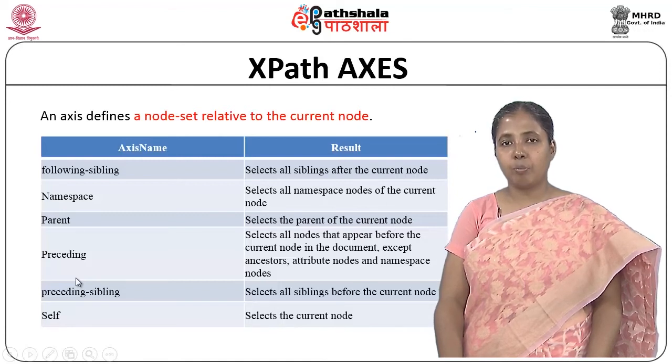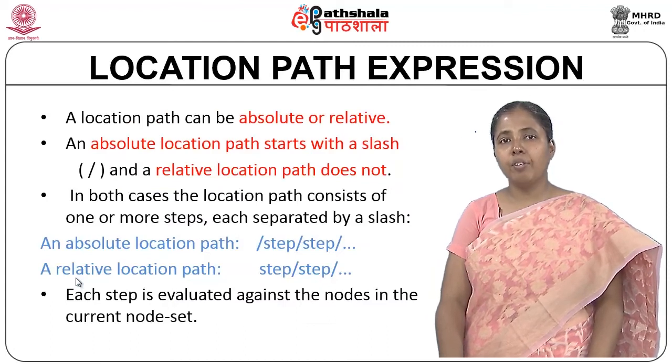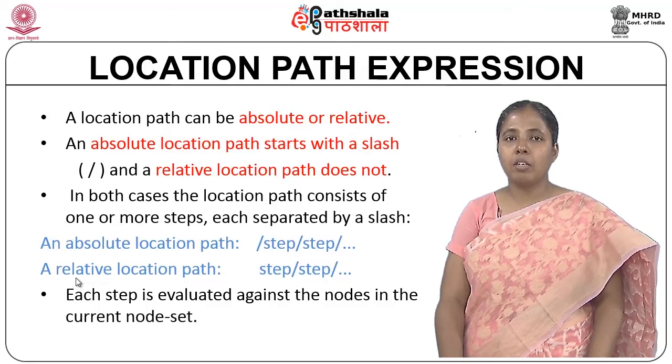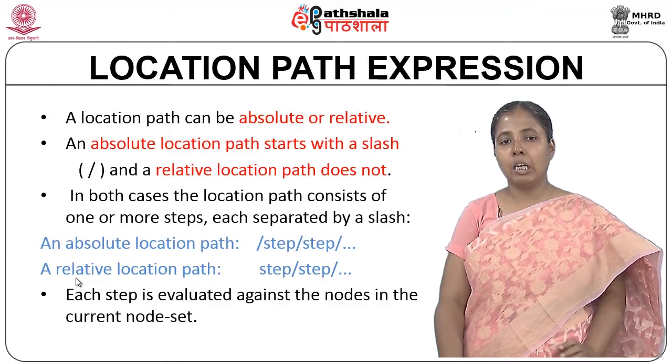So, in XPath we use an absolute path expression or a relative path expression. A location path can be absolute or relative. Normally an absolute path starts with a slash and a relative path does not. In both cases the location path consists of one or more steps, each separated by a slash, and each step is evaluated against the nodes in the current node set.